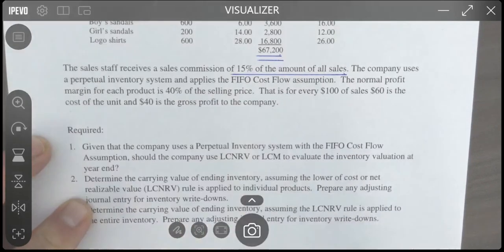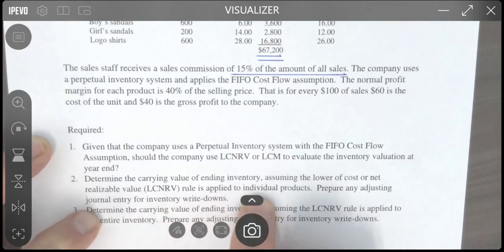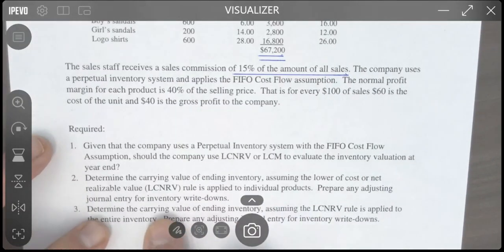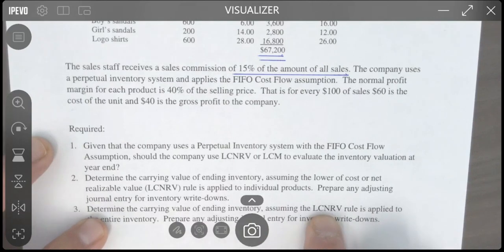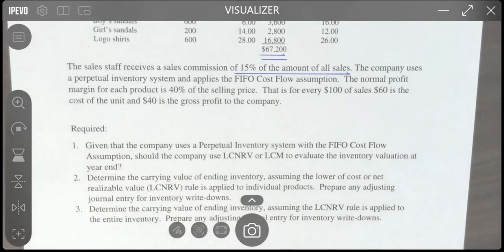Determine the carrying value of ending inventory, assuming the lower of cost or market or net realizable value rule is applied to individual products, and then prepare any adjusting journal entry necessary for the write-down. And then the third thing we'll do separately is we'll say, okay, what if we applied the lower of cost or net realizable value to the entire inventory? Again, prepare any adjusting inventory entry for inventory write-downs. Okay, so now if you haven't, please go ahead and pause the video and work the case, and I will see you when you return.